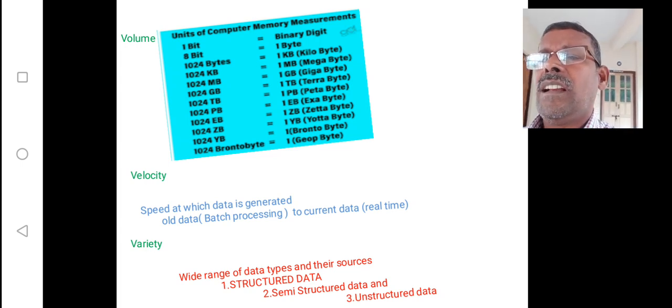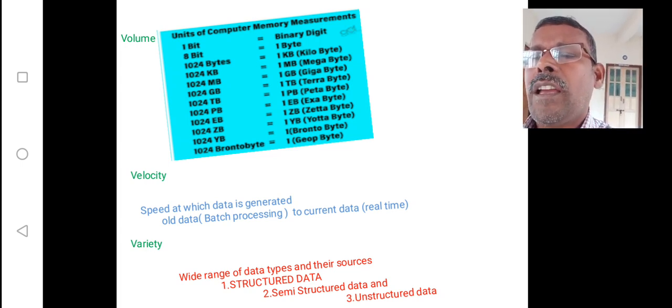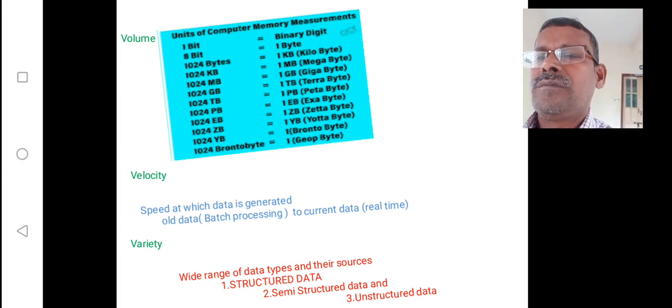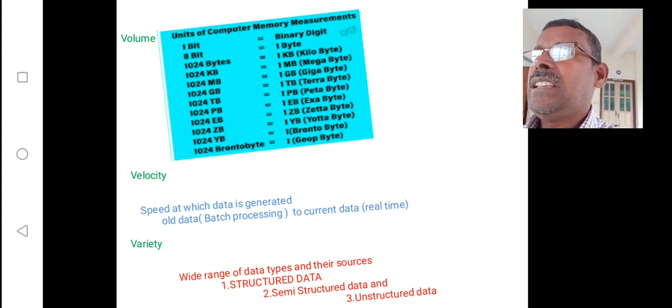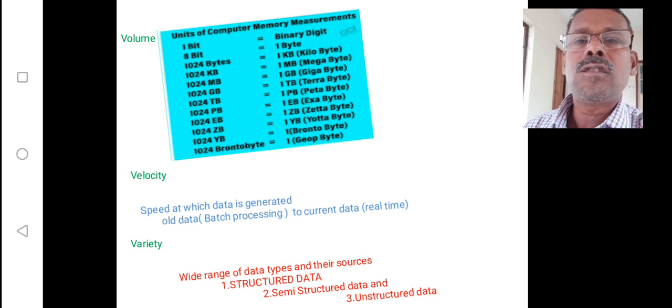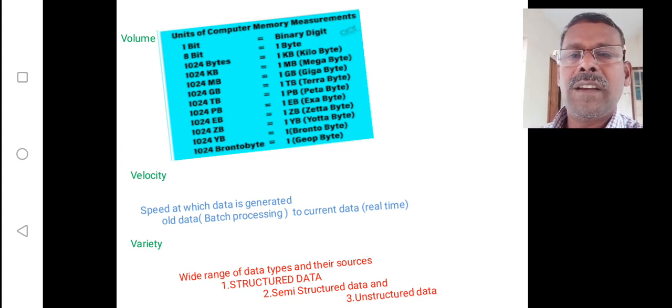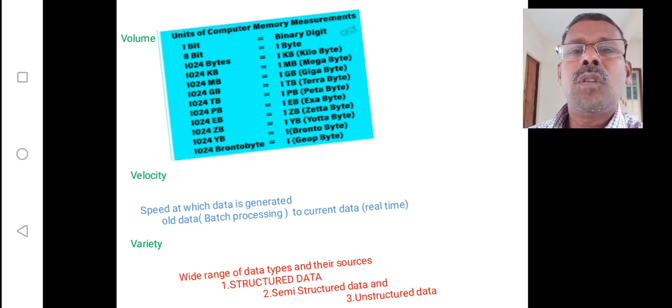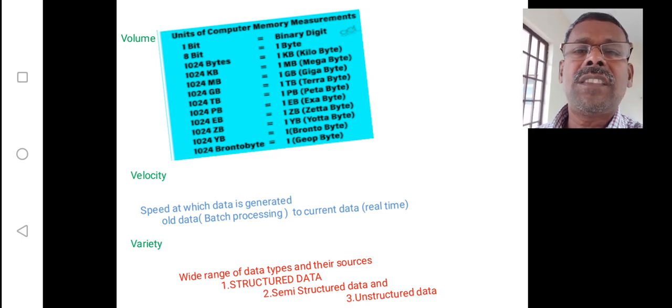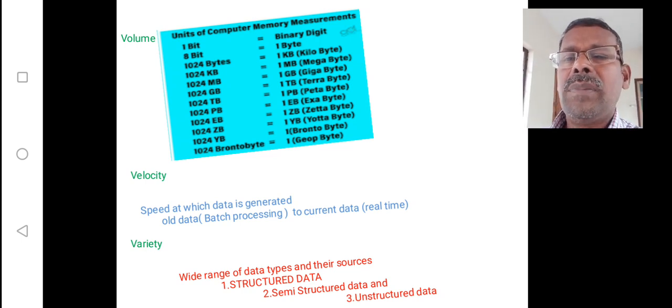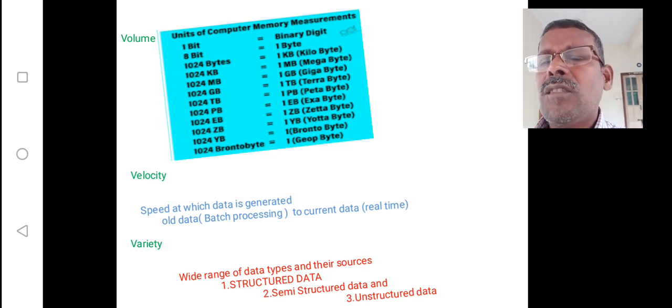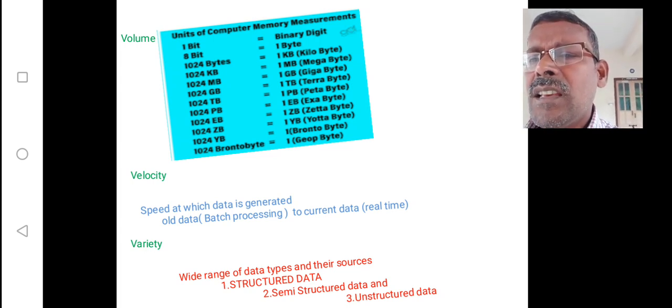Here, come to understand what is high volume. Nowadays information is stored in storage devices, for example a hard disk. The size of a hard disk is measured in terabytes nowadays. What is actually a terabyte? 1024 gigabytes is called 1 terabyte.